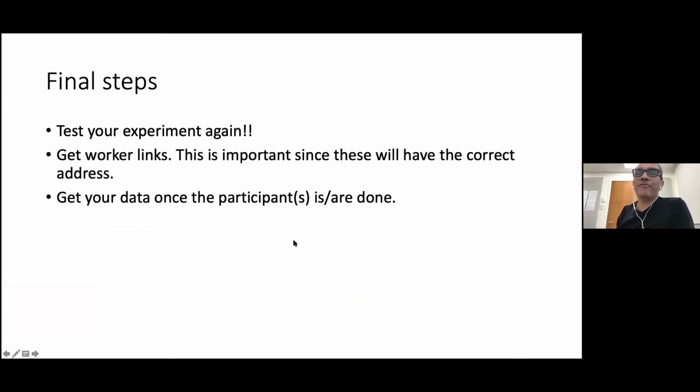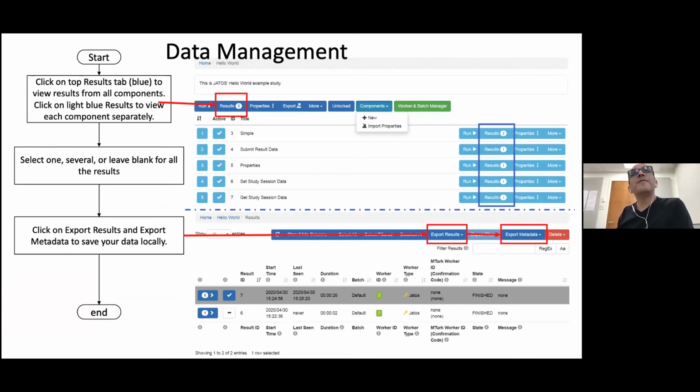So of course, you need to test your experiment again. You get the worker links. And then once you're done with the participants, you get your data. The easiest way to work with the data here is, again, just go to the results tab, and then you need to download two files: export results and export metadata. The results are basically the interactions your participant had with the experiment, and metadata is the information about the experiment, so the worker ID, for example.